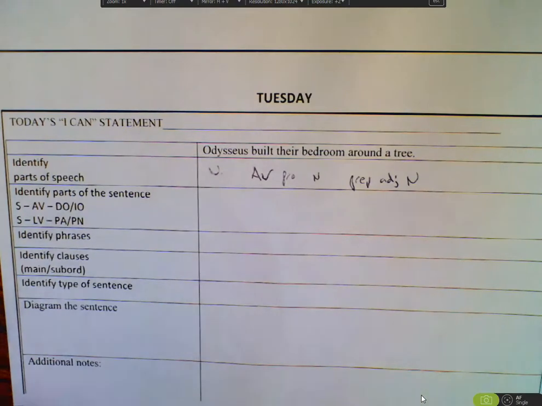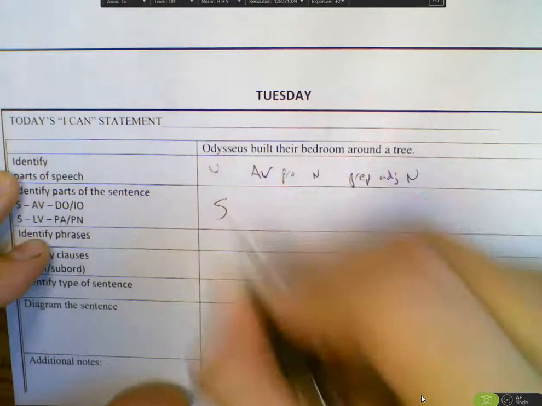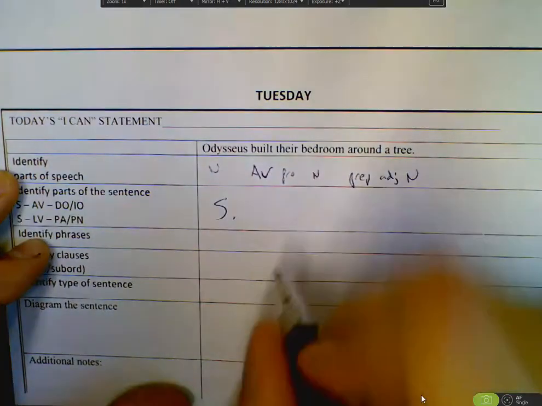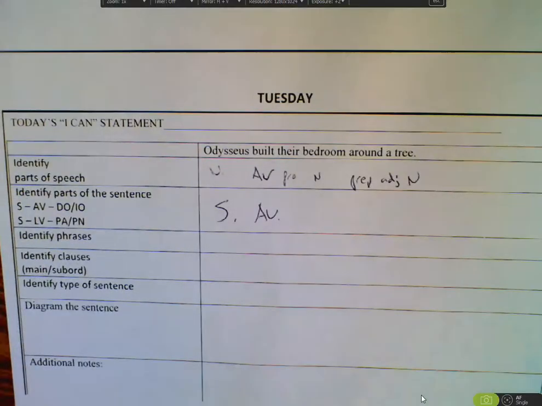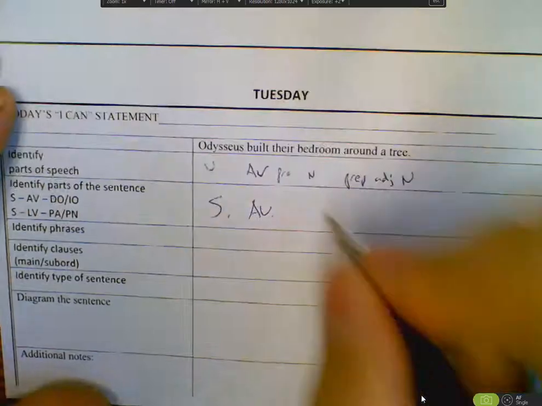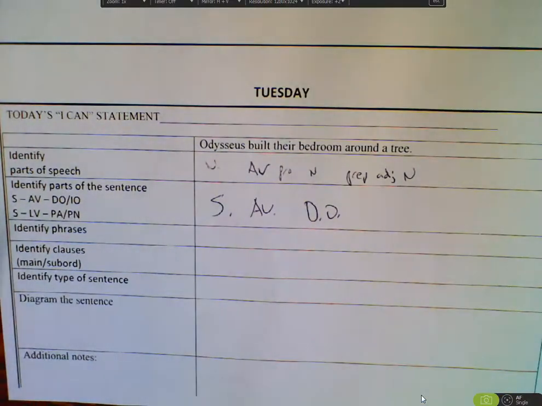Parts of sentence, things like subjects, predicates, direct objects, linking verbs, subject complements, and so forth. Our subject is right here. It is Odysseus, so I'll put that there. Our predicate is an action verb, built, and what received this building? The bedroom. So the bedroom is our direct object, and we do not have an indirect object.